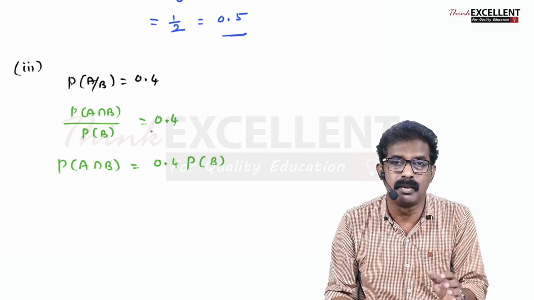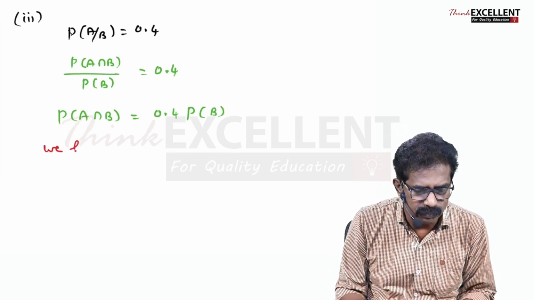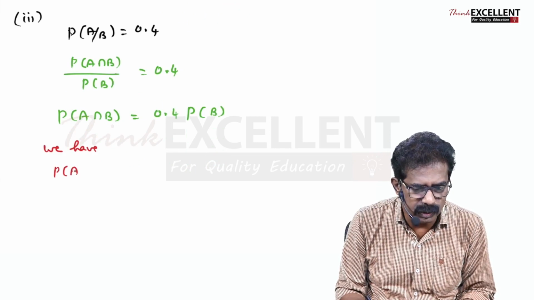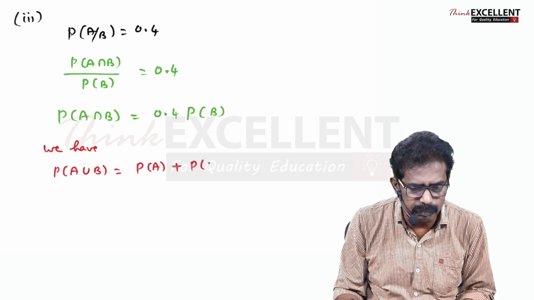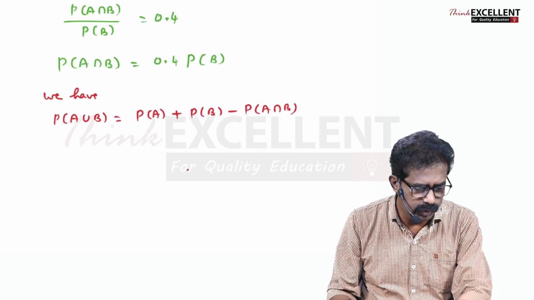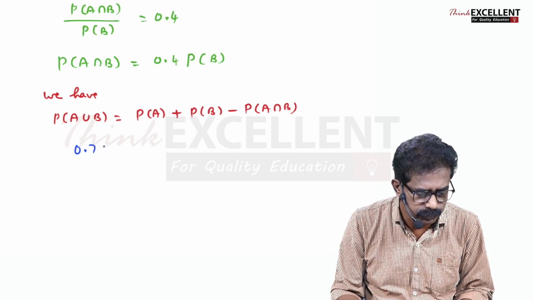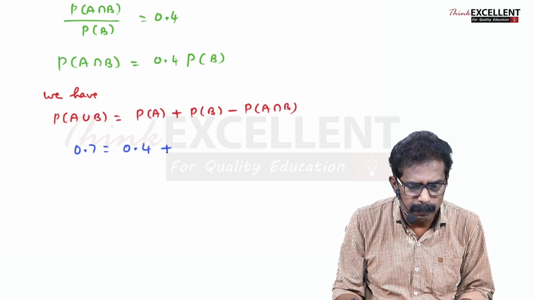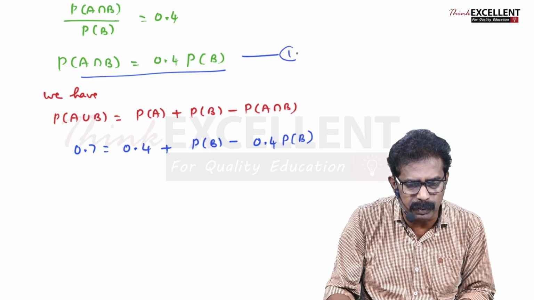Whenever you have a problem, if you don't know how to proceed, you write the addition theorem. So what is the addition theorem? We have P of A union B is equal to P of A plus P of B minus P of A intersection B. Substitute the known values. P of A union B is 0.7, right? P of A 0.4 plus P of B we don't know, minus P of A intersection B, which you can write as 0.4 times P of B using result number 1.